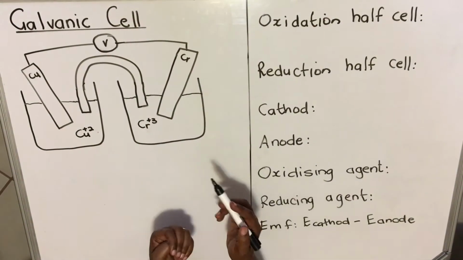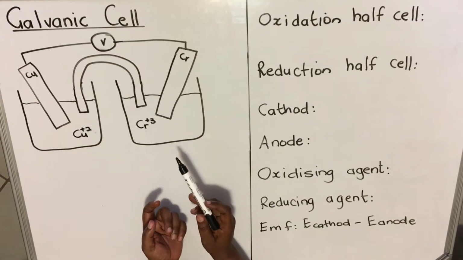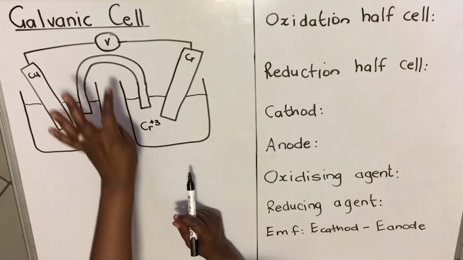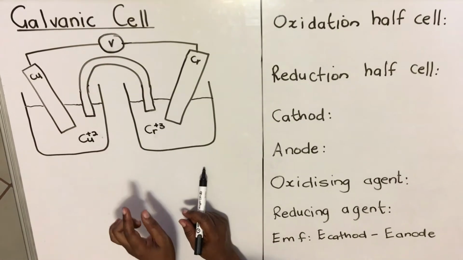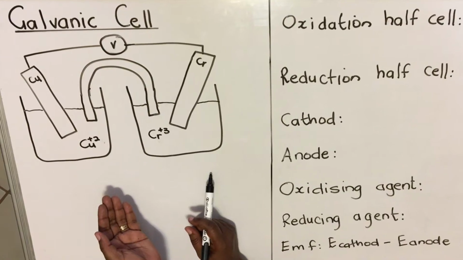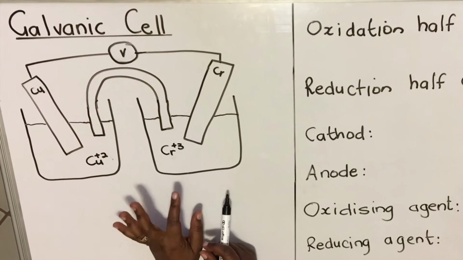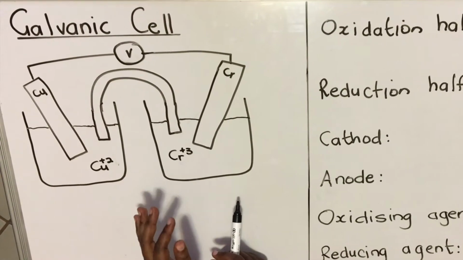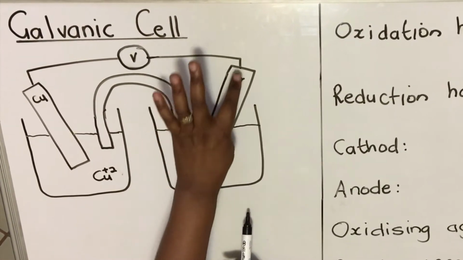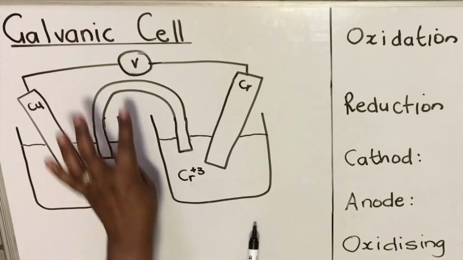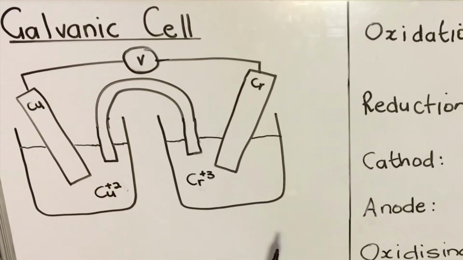Hello everyone, this is a lesson on a galvanic cell. In your question paper, how do you know you have a galvanic cell? If you have a voltmeter. The other one, the electrolytic cell, will have a battery. In this cell, chemical energy is converted to electrical energy. The electrons will move in the external circuit, then there'll be a reading in the voltmeter.